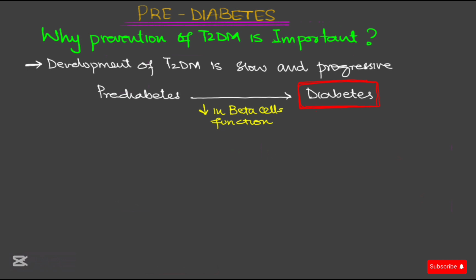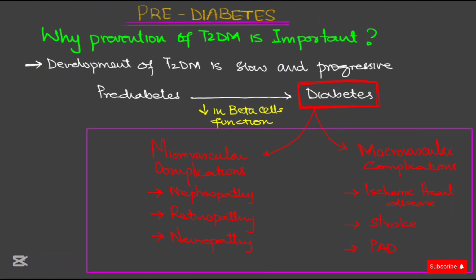Once developed, diabetes results in the development of microvascular and macrovascular complications. The microvascular complications include nephropathy, retinopathy, and neuropathy. And the macrovascular complications include ischemic heart disease, stroke, peripheral arterial disease, and gangrene, which can lead to amputations, and all of these major complications.